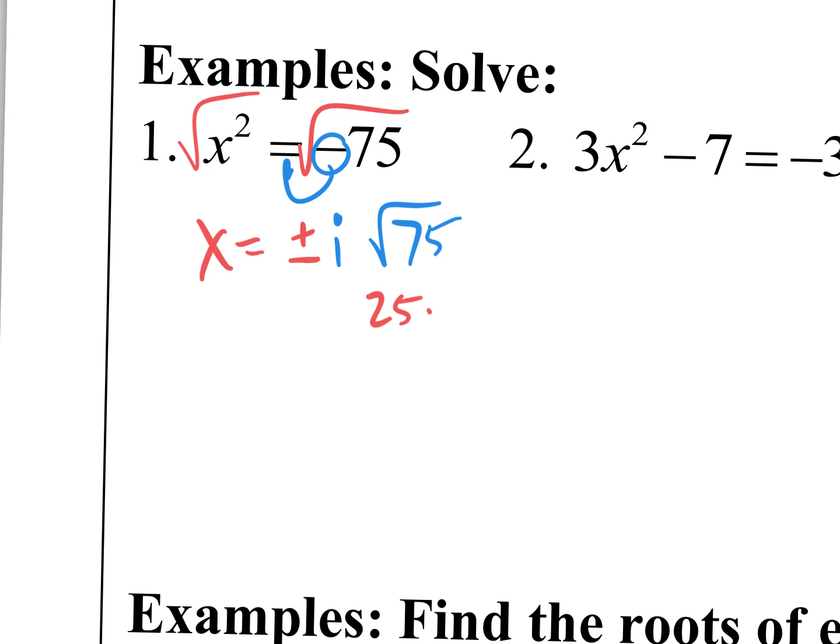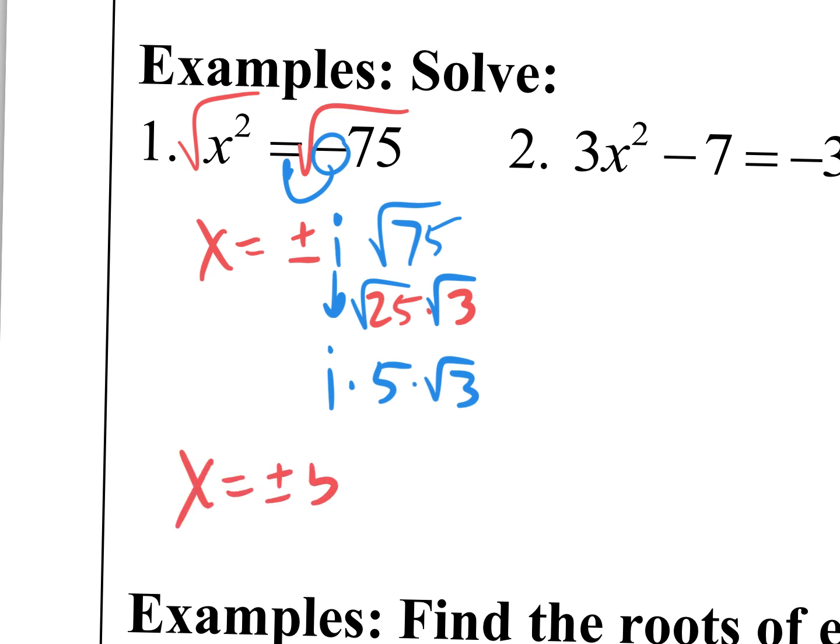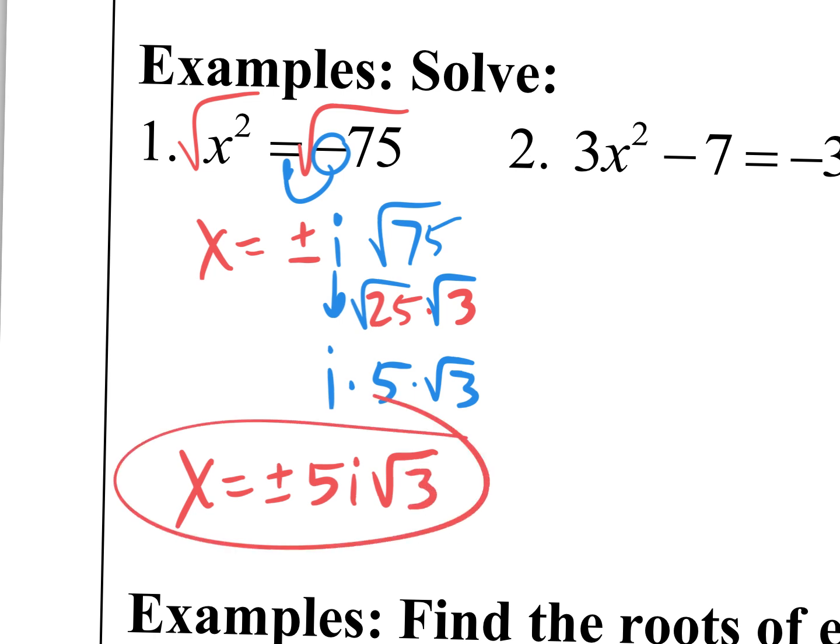Break it down to get a perfect square number. 25 times 3 is 75. Split the root. You're going to have 5 square root of 3. Of course, the calculator will do that for you. But you still have an i that comes down, and you have i times 5 times the square root of 3. So you're going to organize it as best you can. x equals plus or minus 5i, radical at the very end, square root of 3 at the end. There's your answer.